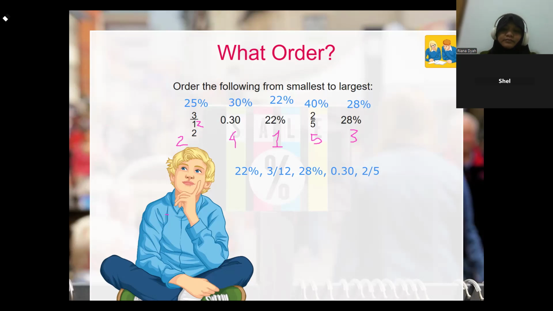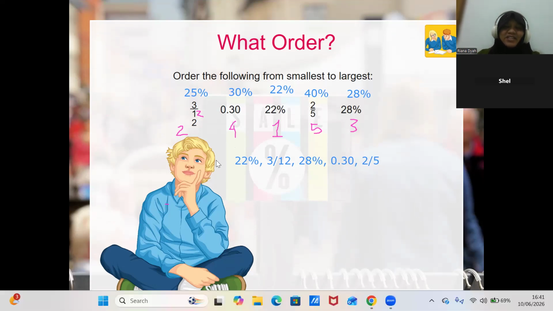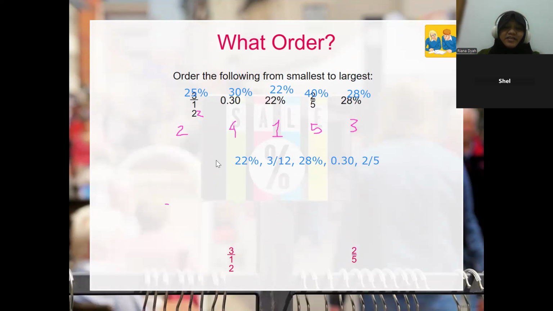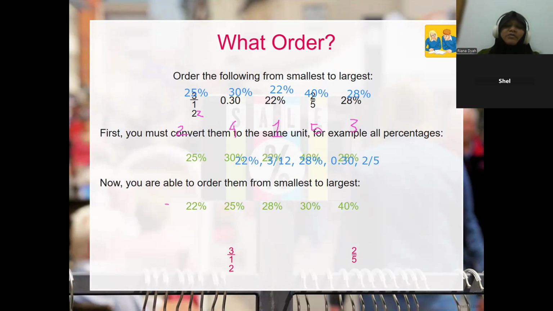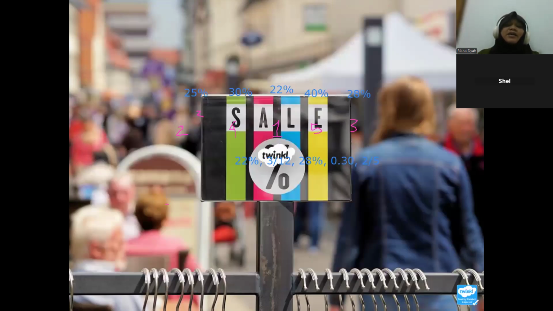Okay, I'm done. Done? Okay, good. Next. We see the answer. First we must convert them to the same unit, for example, all percentages. So now we can order them from the smallest to largest. And the last step is to use the original unit in your final answer. Okay, that's all.